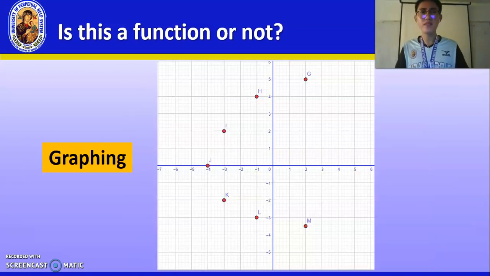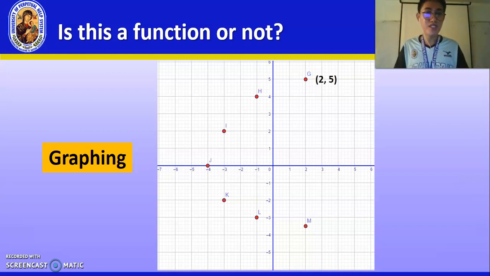Next, graphing. Is this a function or not? First, we can do this manually. Next, we can do this shortcut. But first, I have to teach you the manual one. Here, you have to name each point with their ordered pairs. Later, using their ordered pairs, take a look if there is repetition of x or not.